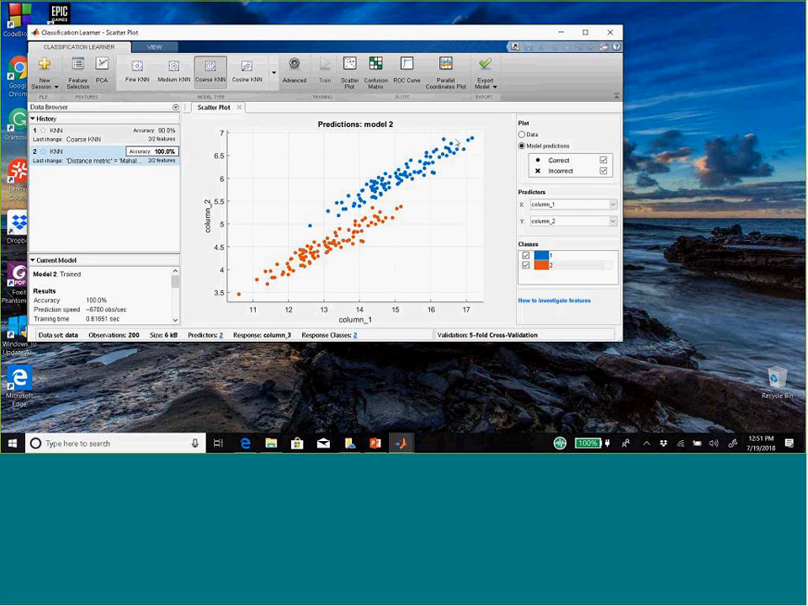I'll repeat what I said yesterday. So k-nearest neighbors, whether you're doing prediction or classification, starts by saying, who are my k-nearest neighbors? So now you identify the k-nearest neighbors.